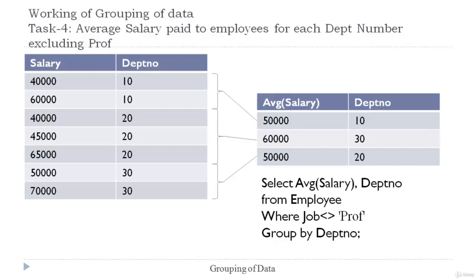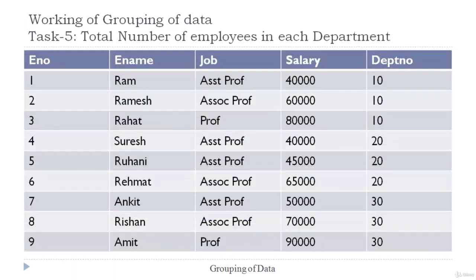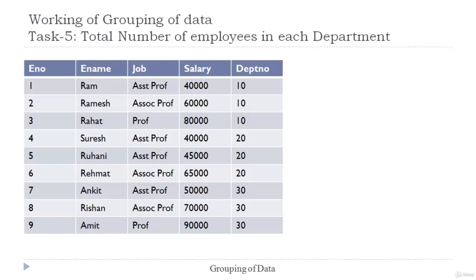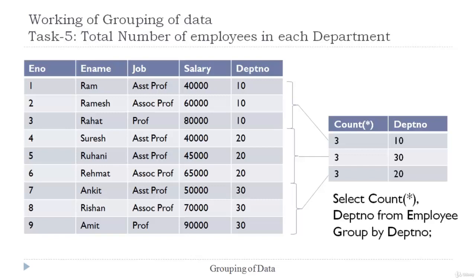and group by department number. Let us perform the next task to find the total number of employees in each department. Here we have to first make a group on each department number as shown here. Then the count function will be applied on each group to find the total number of employees. The query to perform this task will be: select count, department number from employee group by department number.